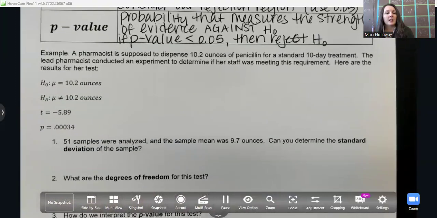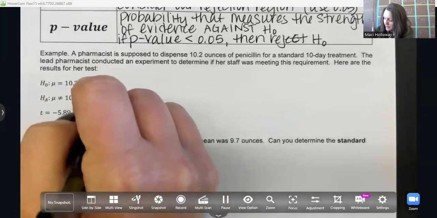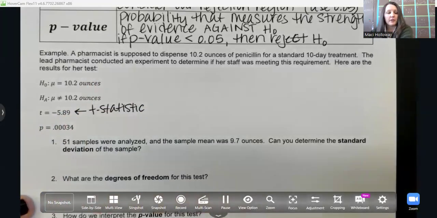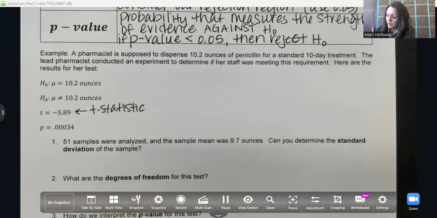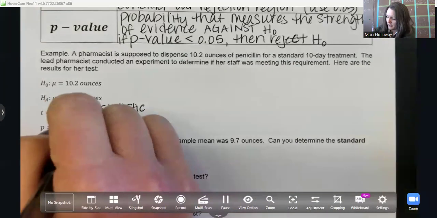And then our t value, so remember this is our t critical, or t statistic, sorry, t statistic. That's our formula that we learned about last time. So this is actually where our 10.2 would fall on the region that we built. And then our p-value is 0.00034. Well, that seems very small, right? So remember, the smaller that it gets, the more evidence against. So I'm going to write that here.